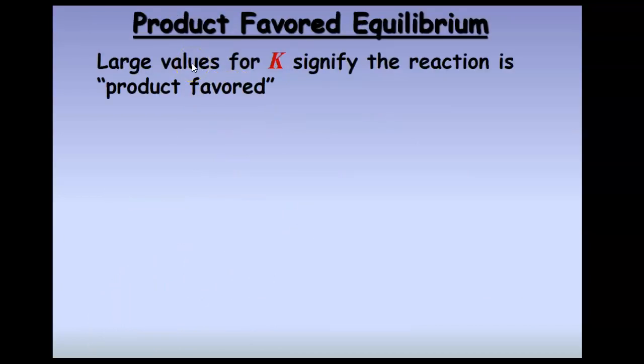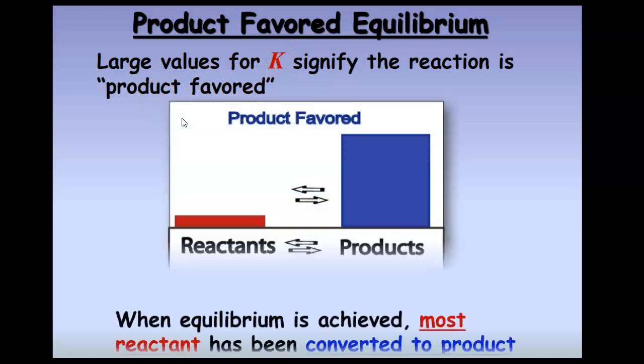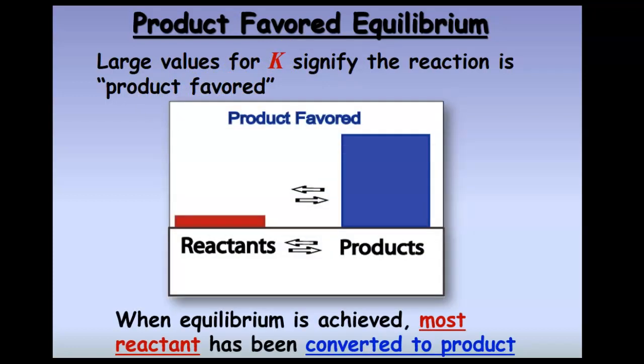But let's define the values of K. When your K is large, this shows that the product is favored, meaning that the equilibrium moves to your right, because that is where your product is. So in this case, more products are produced. So more of the reactants combine to give you the product when equilibrium is achieved.